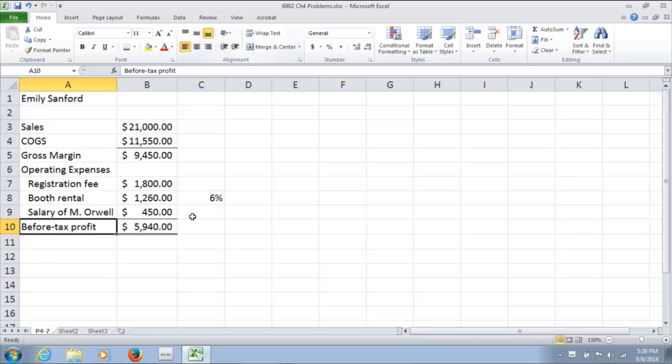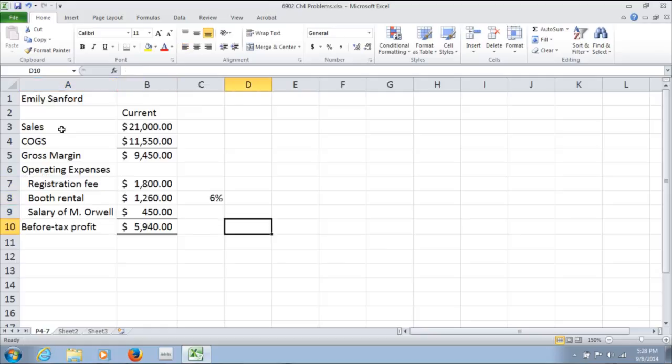So in that regard, as we take a look at the current year's income statement, we see the traditional format here in the sense that we have sales less the cost of the jewelry, which gives us the gross margin as opposed to the contribution margin. And then we have the different operating expenses, including the salary that she's paying her assistant, the registration fee, and then the booth rental.